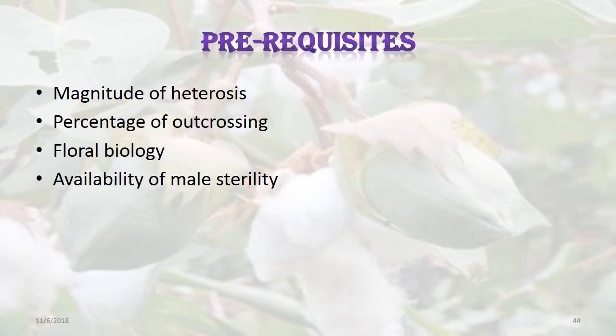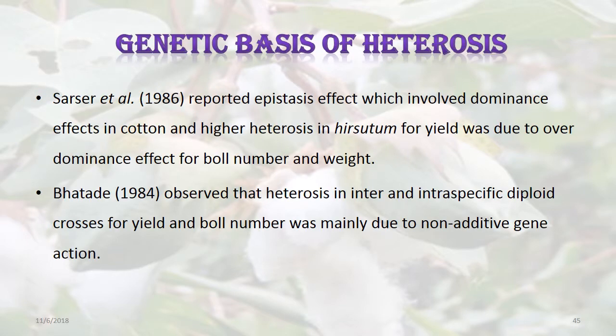Prerequisites for heterosis breeding are magnitude of heterosis, percentage of outcrossing, floral biology and availability of male sterility. Genetic basis of heterosis. In this, Surser et al. in 1986 reported epistasis effect while involved dominance effect in cotton, and higher heterosis in hirsutum for yield was due to overdominance effect for boll number and weight.